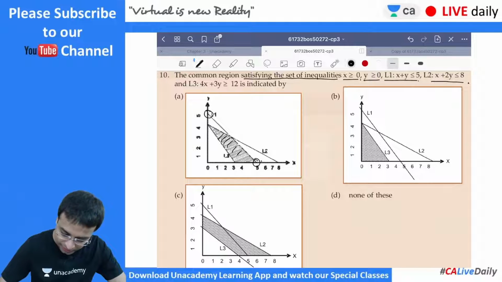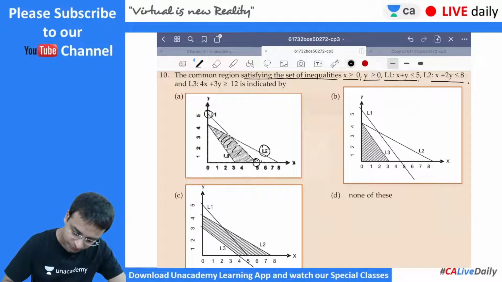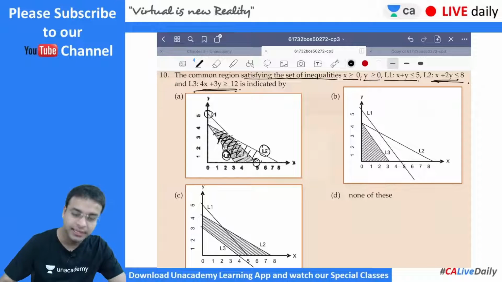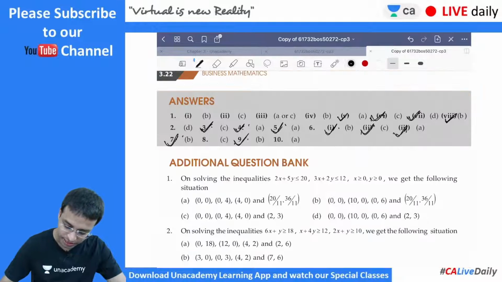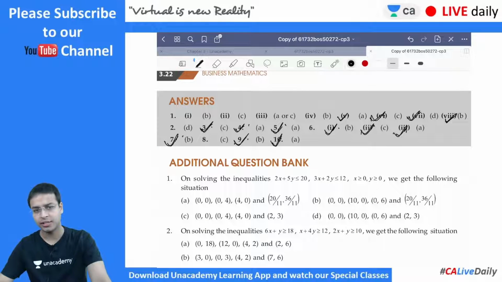L2, x plus 2y less than equal to 8. This is L2. Yes, the shading is towards 0, it is getting satisfied. L3, 4x plus 3y greater than equal to 12. Yes, this is L3 and the shading is away from 0. So L3 is also getting satisfied by the graph given in option A. So question number 10, answer is option A. I hope everybody has got it.